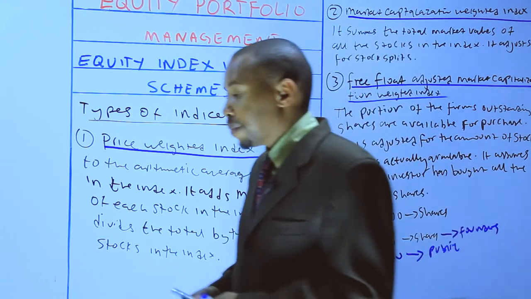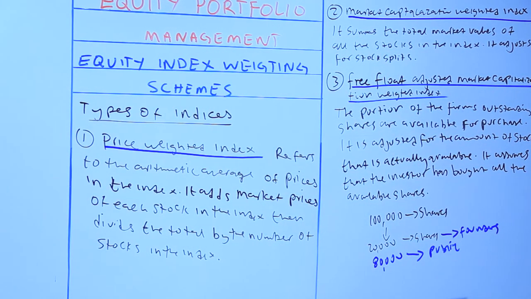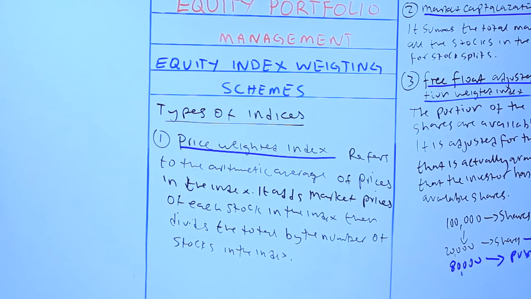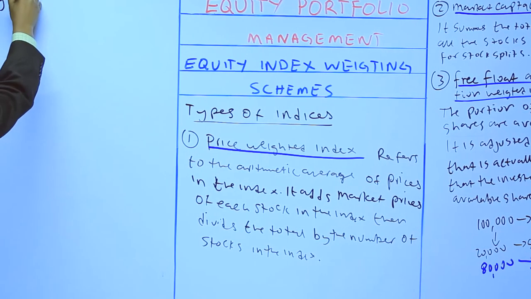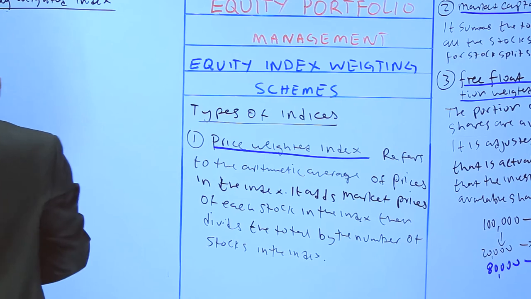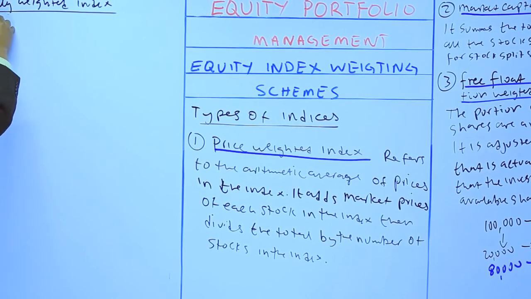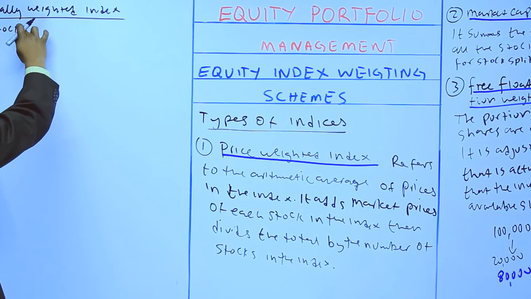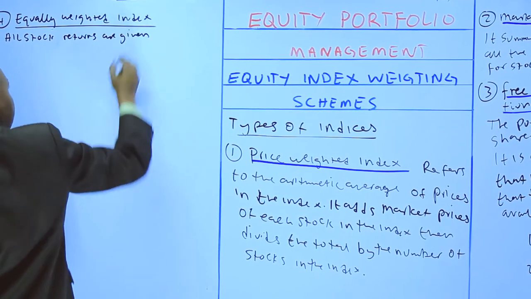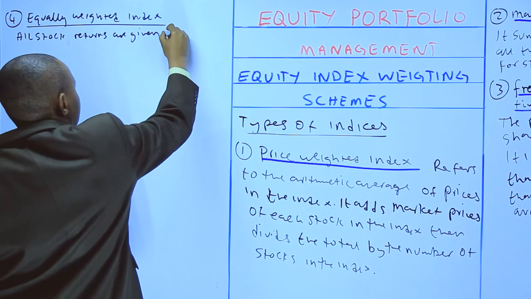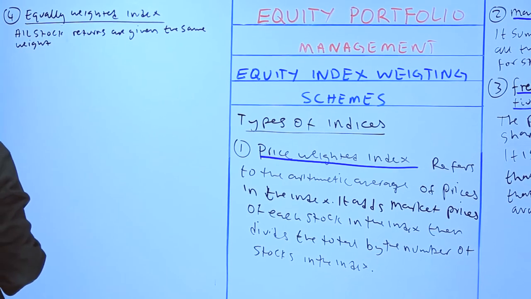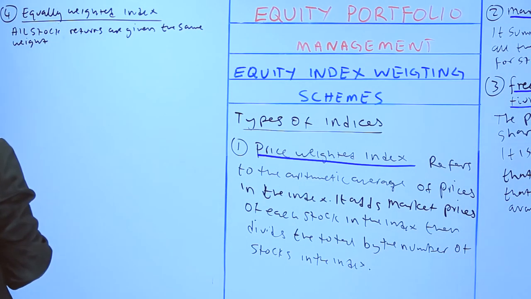Let's move on to the other side. We analyze the fourth type of index. Equally weighted index. We say that all stock returns are given the same weight. All stock returns are given the same weight.